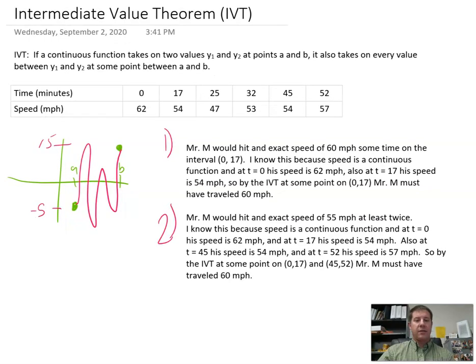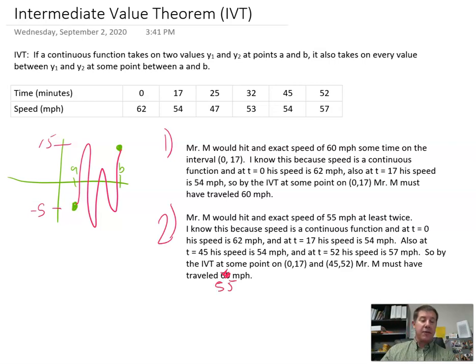Okay, here's my answer. Mr. M would hit an exact speed of 55 miles per hour at least twice. I know this because the speed is a continuous function, and at t equals 0, his speed is 62 miles per hour, and at t equals 17, his speed is 54 miles per hour. Also, at t equals 45, his speed is 54, and at t equals 52, his speed is 57. So, by the IVT, at some point on 0 to 17 and 45 to 52, Mr. M must have traveled, I forgot to change it, 55 miles an hour.